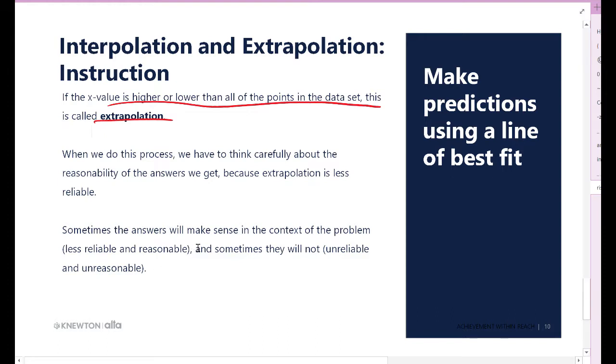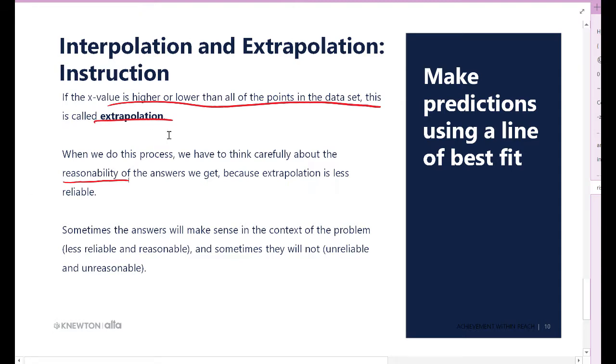Okay. The other thing that you want to be careful with is the reasonability of your answers. So let me go back. Interpolation versus extrapolation, that's how you determine the reliability. When you are interpolating, you will get a reliable result. However, reasonability means, does the answer make sense? Is it possible to get the Y value that you calculated?